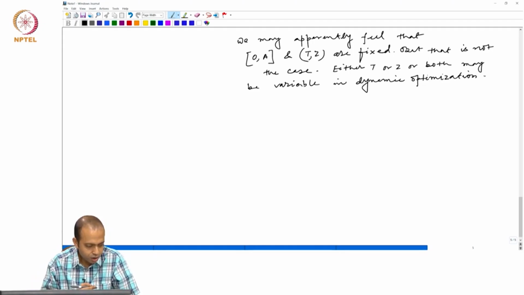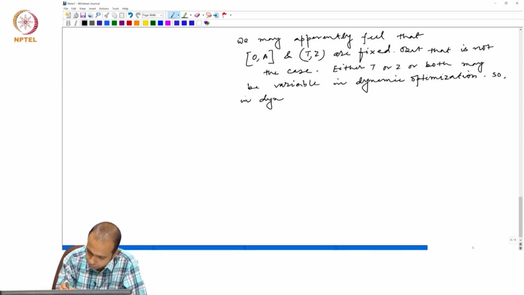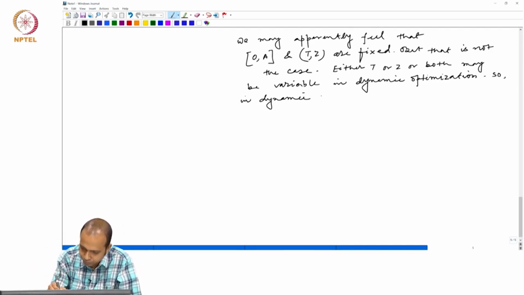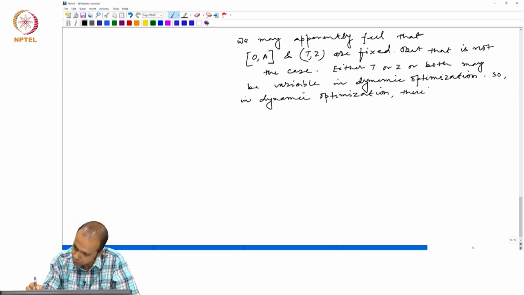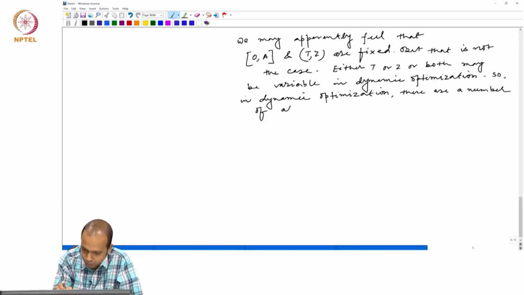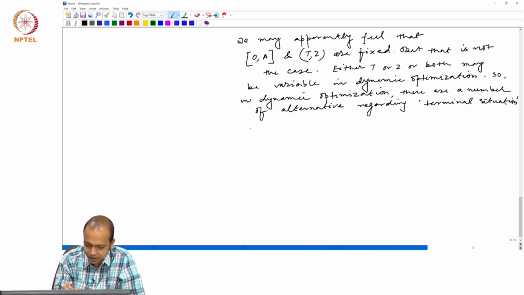So, in dynamic optimization, there are a number of alternatives regarding the terminal state or terminal situation. So, let us take an example.